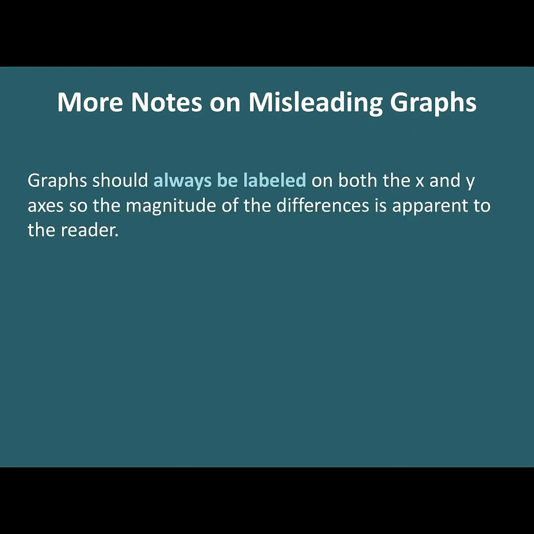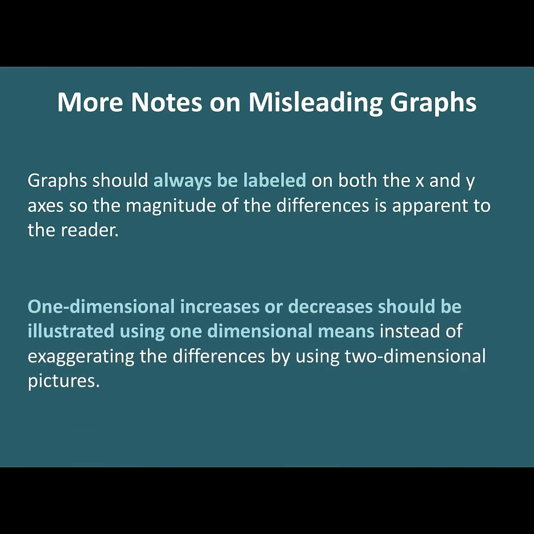Some more notes on misleading graphs. Graphs should always be labeled on both the x and y axes, so the magnitude of the differences is apparent to the reader. One-dimensional increases or decreases should be illustrated simply by using one-dimensional means, instead of exaggerating the differences by using two-dimensional pictures. Meaning, if you present one-dimensional increases or decreases, you should illustrate using one-dimensional means.